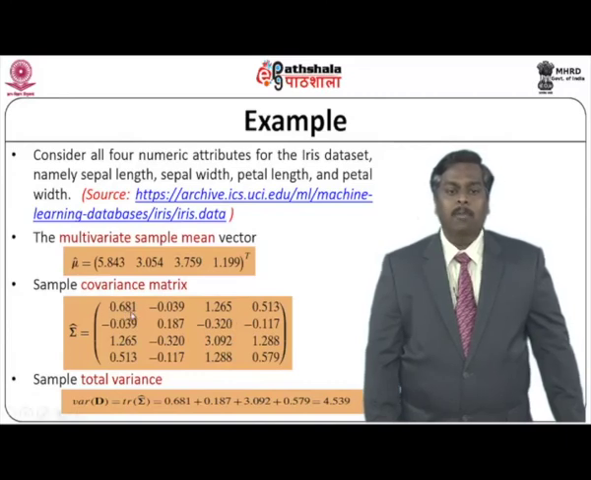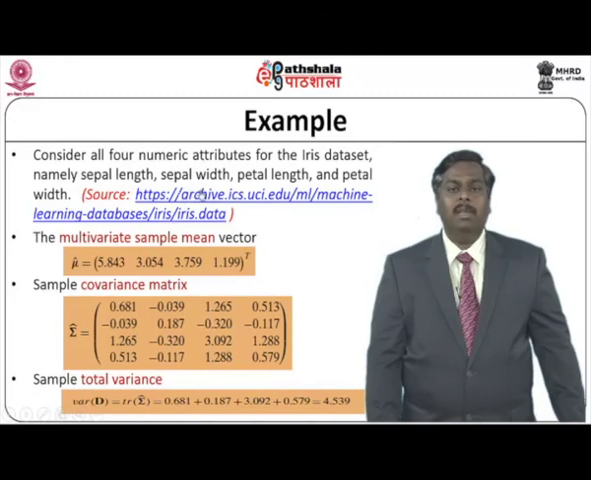So 0.681 is the covariance related to the sepal length. 0.187 is the covariance associated with the sepal width attribute. 3.092 is the covariance associated with petal length, and 0.579 is the covariance related to the petal width attribute. The rest are the off diagonal elements, for example minus 0.039 is the covariance between sepal length and sepal width. Similarly, this second element minus 0.039 is also the same. This is the covariance between sepal width and sepal length in the reverse order.